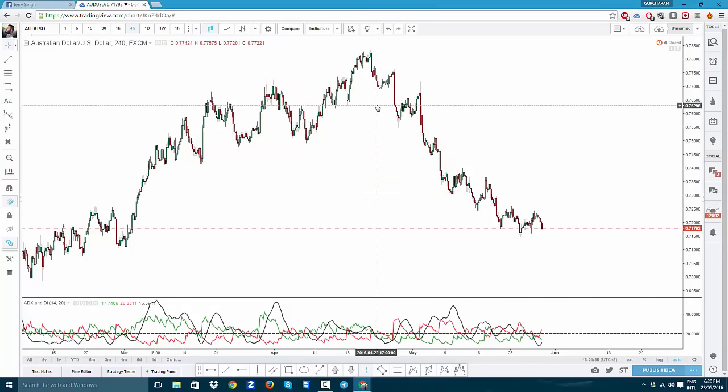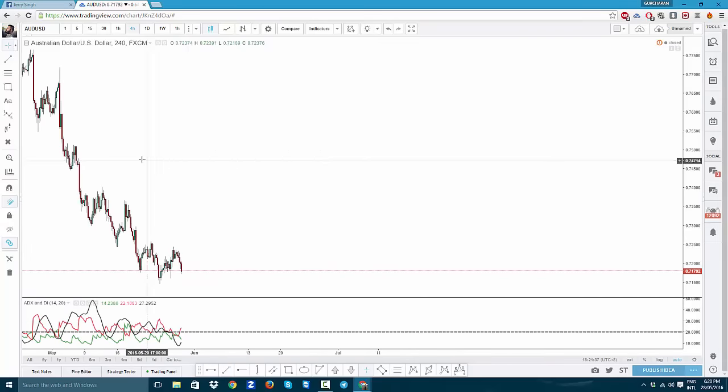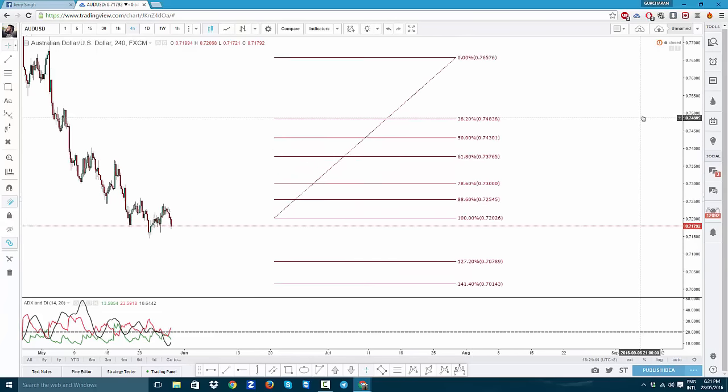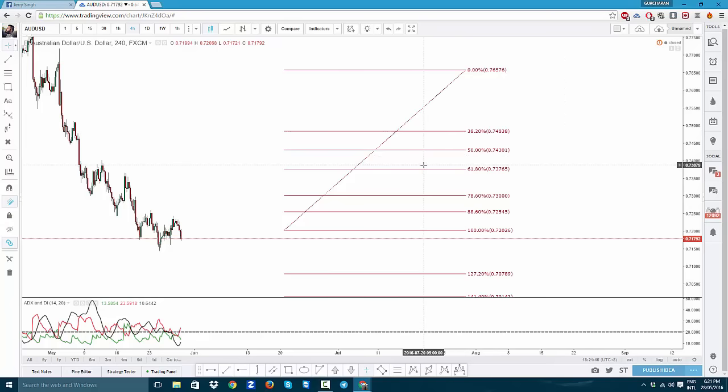Alright, now just for basic introduction, let me show you what fibs are. So some old mathematician made this combination of numbers. He said everything in the world happens on a proportion, and he said whenever there is a big move in one direction, it is going to retrace.